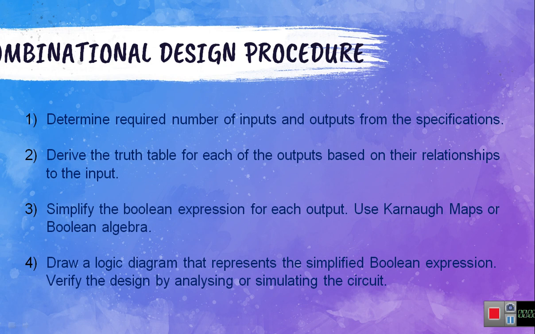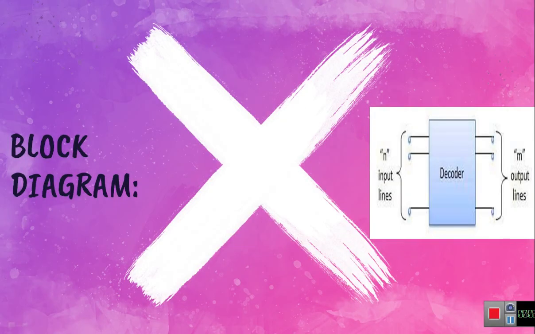Simplify the Boolean expression for each output using Karnaugh maps or Boolean algebra. Karnaugh map is nothing but a K-map. Draw a logic diagram that represents the specified Boolean expression. Verify the design by analyzing or simulating the circuit. And here is the block diagram of the decoder.